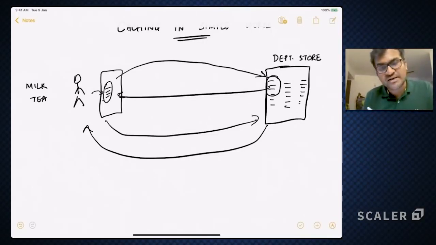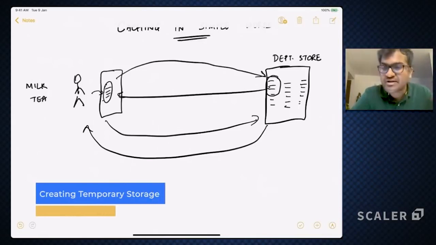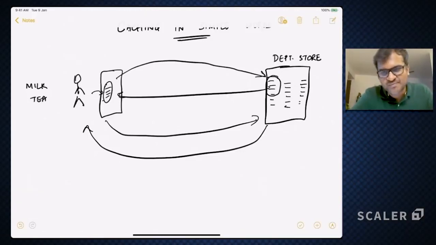So what have I done in the process? I could still have gotten milk from the department store. It's the same milk. However, I created this temporary storage, which is close to me, which is much faster for me, to store that milk so that I can make my milk tea faster. Plus, then I have more motivation to make milk tea because I have it in my fridge.